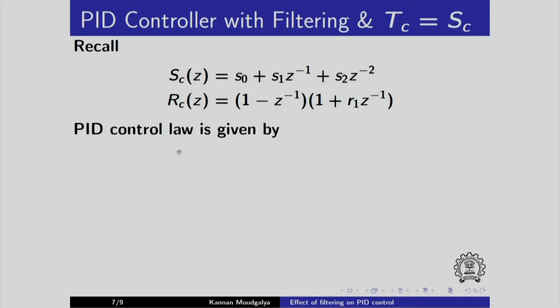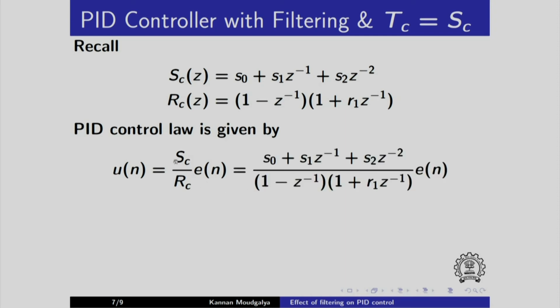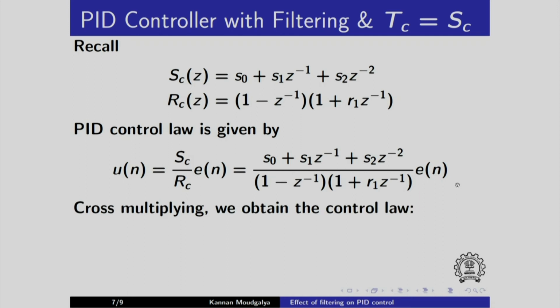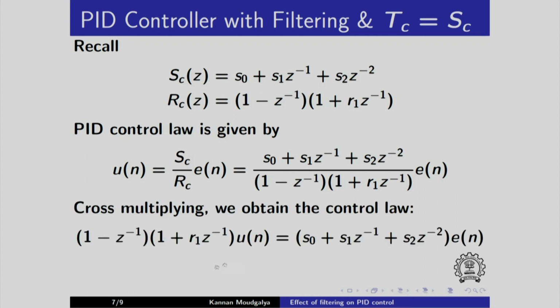The PID control law is given by the following. U of n is control law multiplied by control input, which is E of n. When I substitute for SC and RC from here, I get this expression. Let us cross multiply, we get this control law. So it is 1 minus Z inverse into 1 plus R1 Z inverse times U of n equals this whole thing multiplied by E of n.